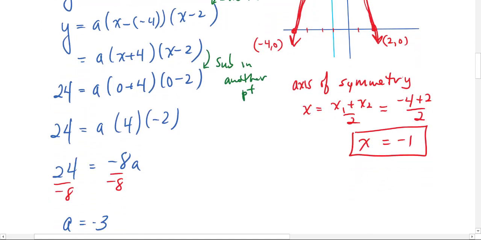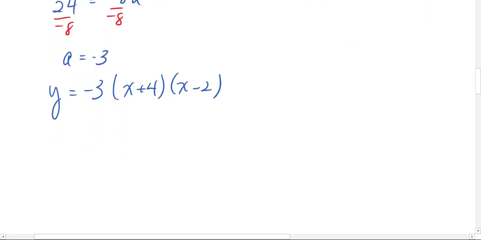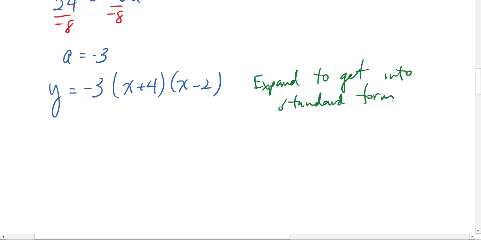And once we've done that, we have our a value and we have our equation in factored form. But we want it in standard form. So to get this into standard form, we're going to have to expand this equation. So expand to get into standard form. And remember, this one has the 3 factors, so I'm going to start by getting rid of the last 2 brackets.